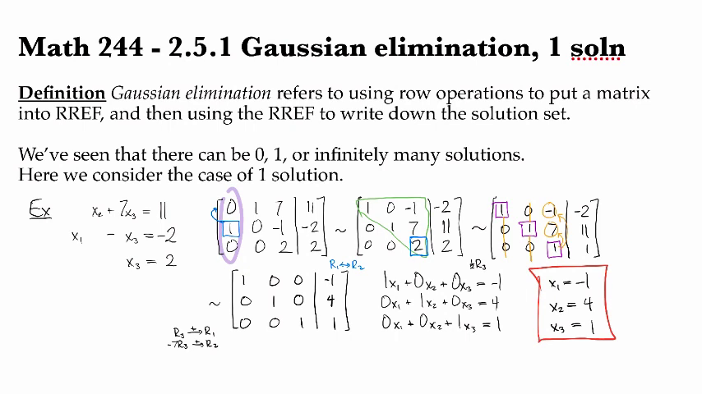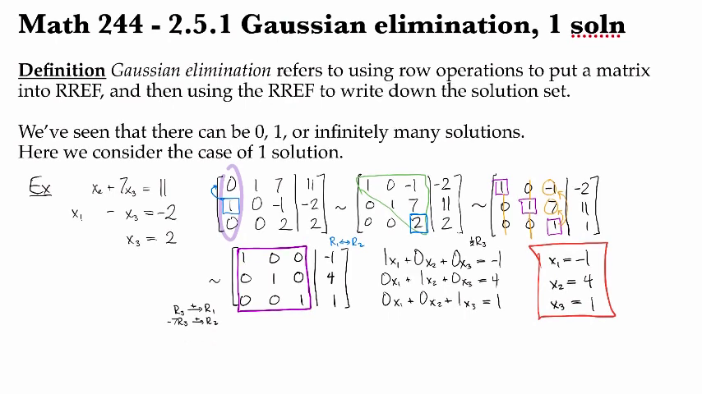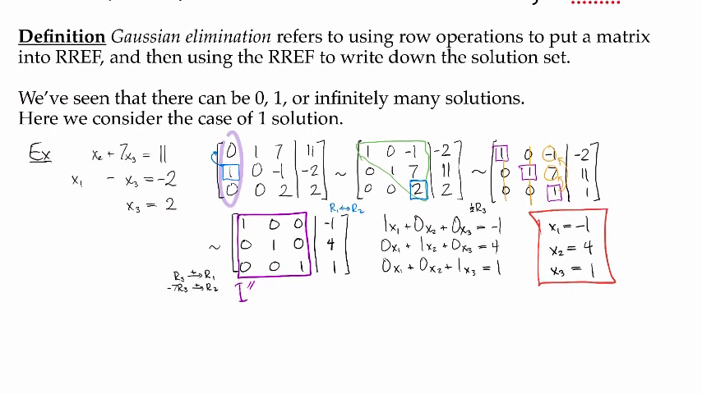Notice that in the case of a unique solution, it turned out that in the reduced row echelon form, we got the identity matrix right here. This is not a coincidence. Whenever the reduced row echelon form of A is the identity, then there is a unique solution.